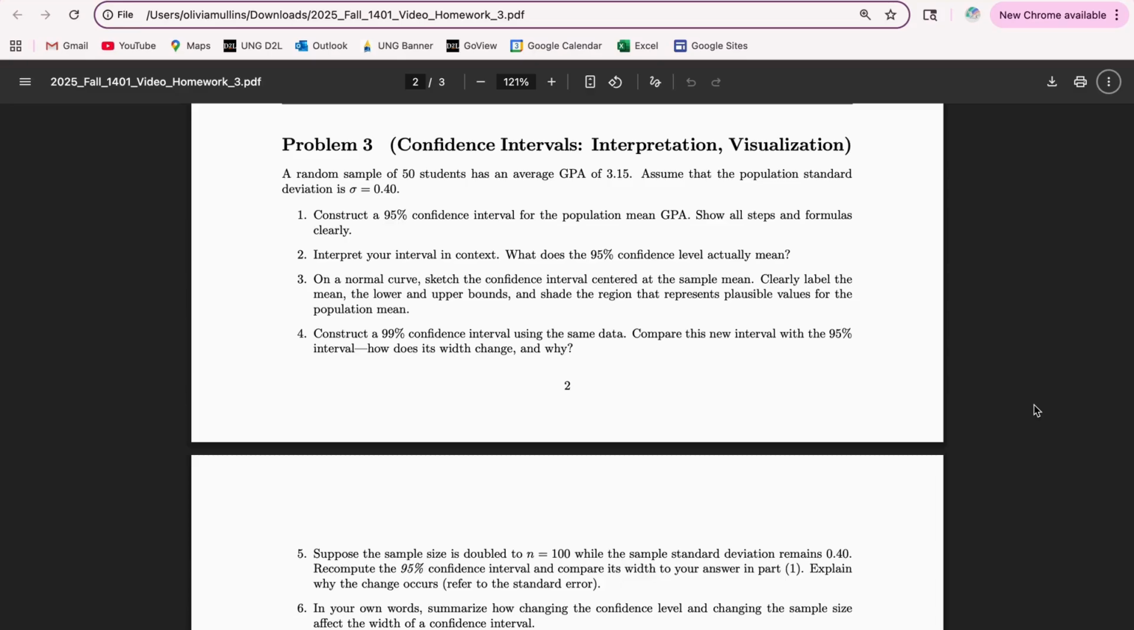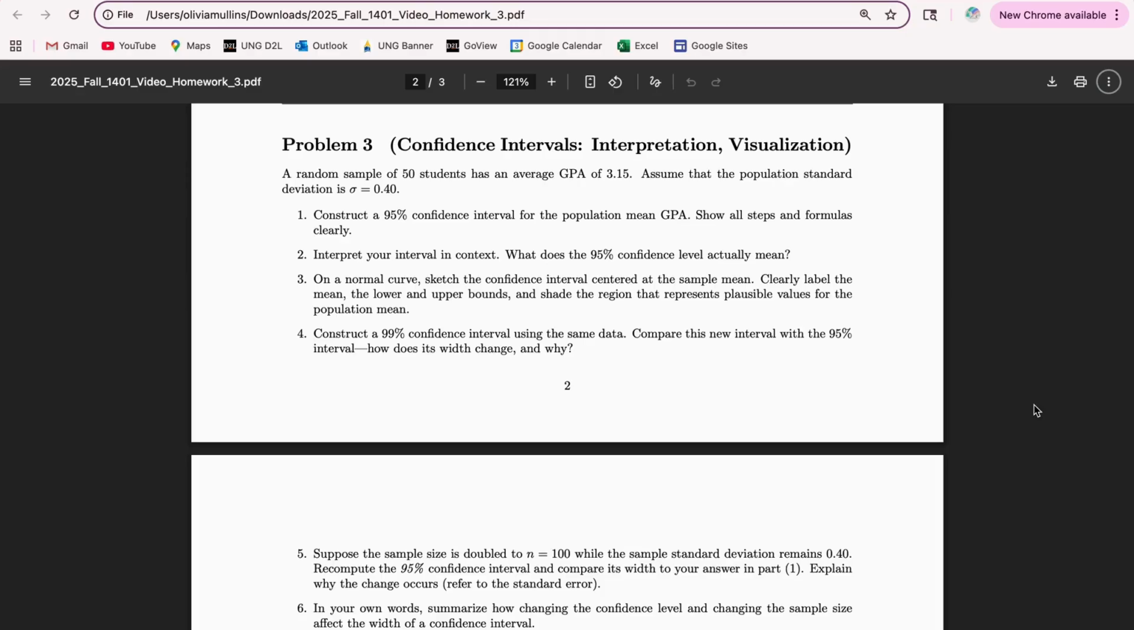Now, question 5 says, suppose the sample size is doubled to n equals 100 while the sample standard deviation remains 0.40. Recompute the 95% confidence interval and compare its width to your answer in part 1. Explain why the change occurs. Refer to the standard error.